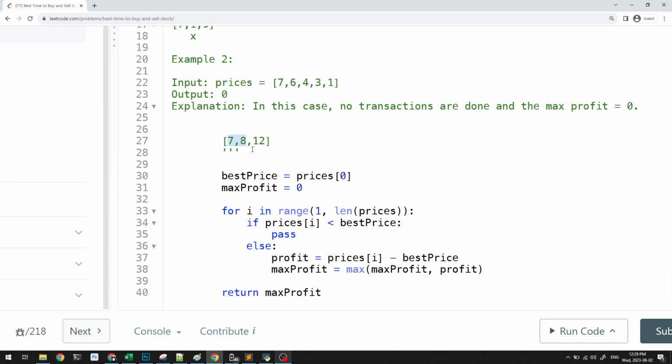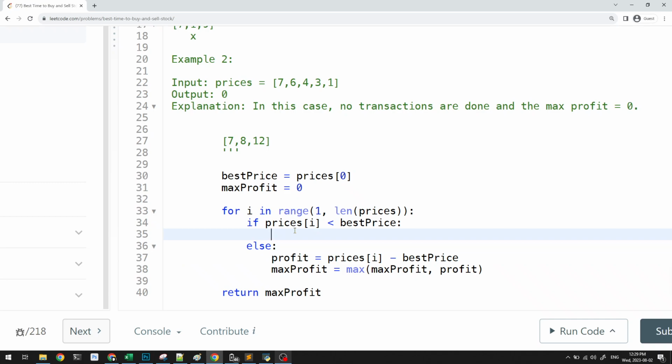But then later on, it will go from 1, and then it can actually change to whatever 12 minus 7 is, right? So 5. So that can be the maximum profit in that case. So this is the case where the current item is actually greater than the item that we initially bought at. But what about the case where it's less than?